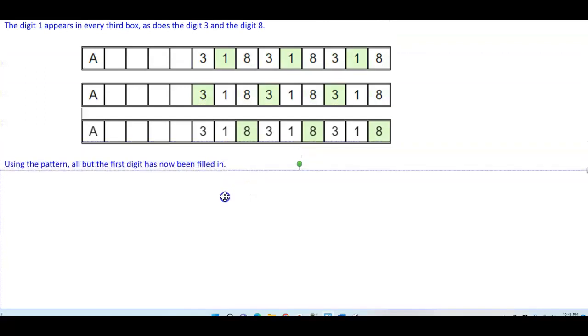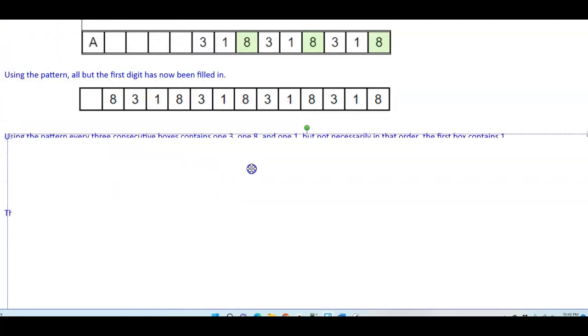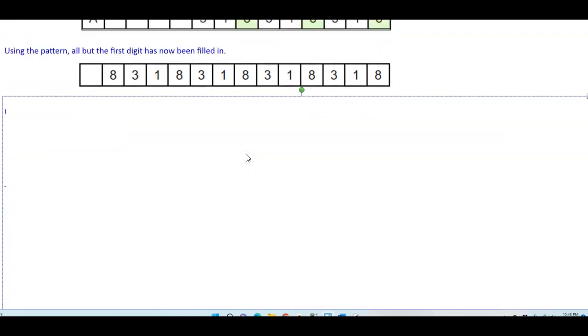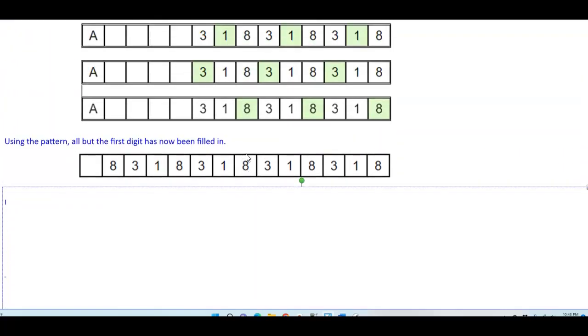Now, using the pattern, all but the first digit has now been filled in. So what does that mean? That means that this number, every third box, 1, 2, 3 is 8. 1, 2, 3 is 1. 1, 2, 3 is 8. Excuse me, 1, 2, 3 is 8.